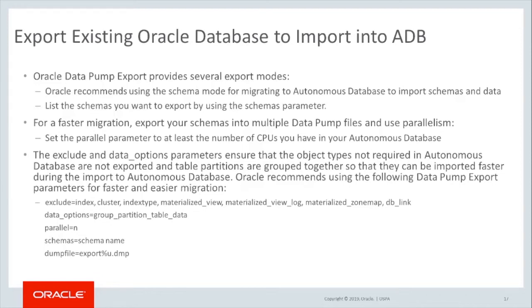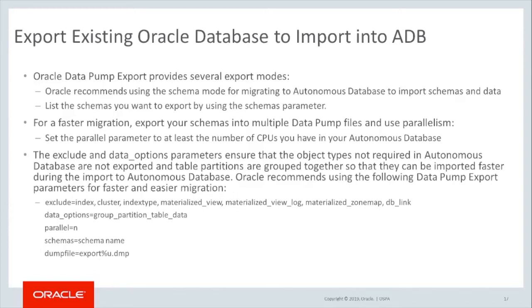For a faster migration, export your schemas into multiple Data Pump files and use parallelism. You can specify the dump file name format you want to use with the dumpfile parameter. Set the parallel parameter to at least the number of CPUs you have in your Autonomous Database. The exclude and data_options parameters ensure that the object types not required in Autonomous Database are not exported and table partitions are grouped together so that they can be imported faster during the import to Autonomous Database.